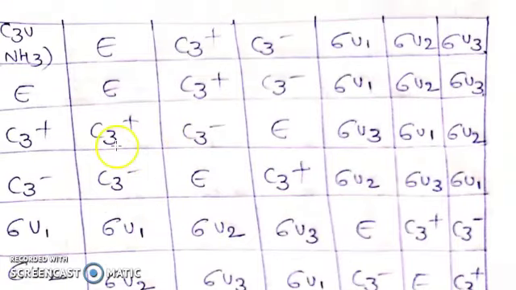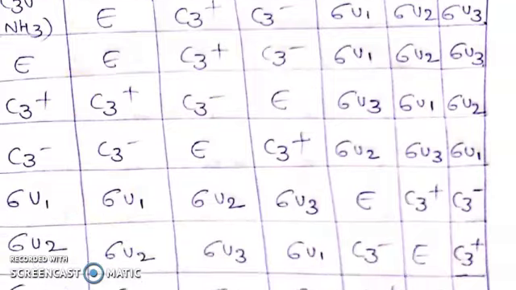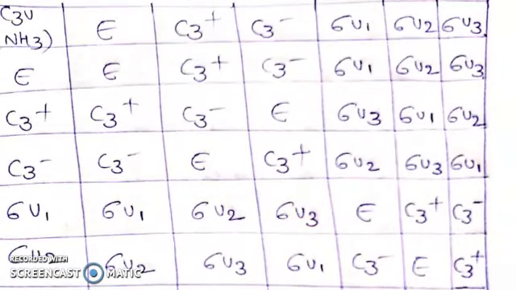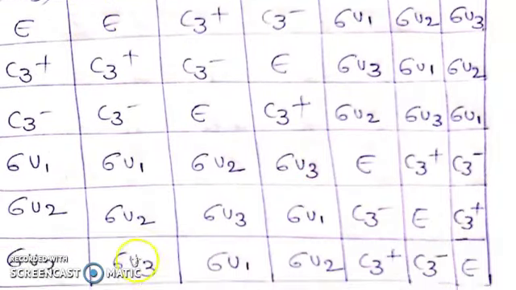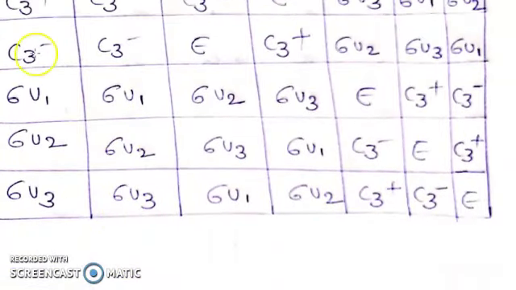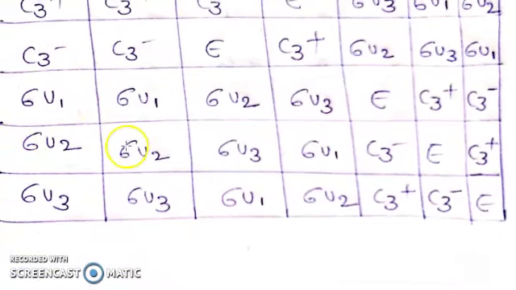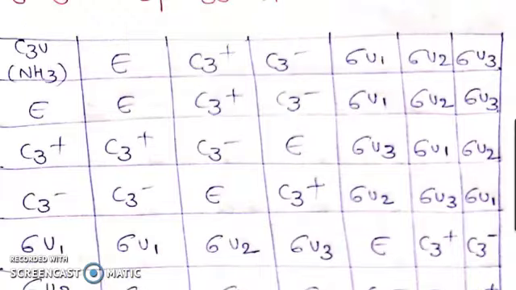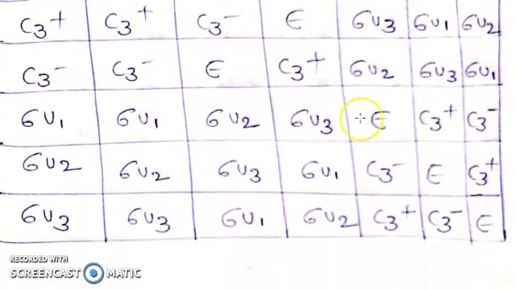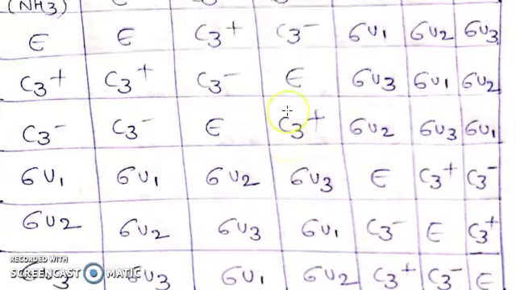This is the final group multiplication table of ammonia. The final group multiplication table of ammonia is this one. This one is called the final multiplication table of ammonia.